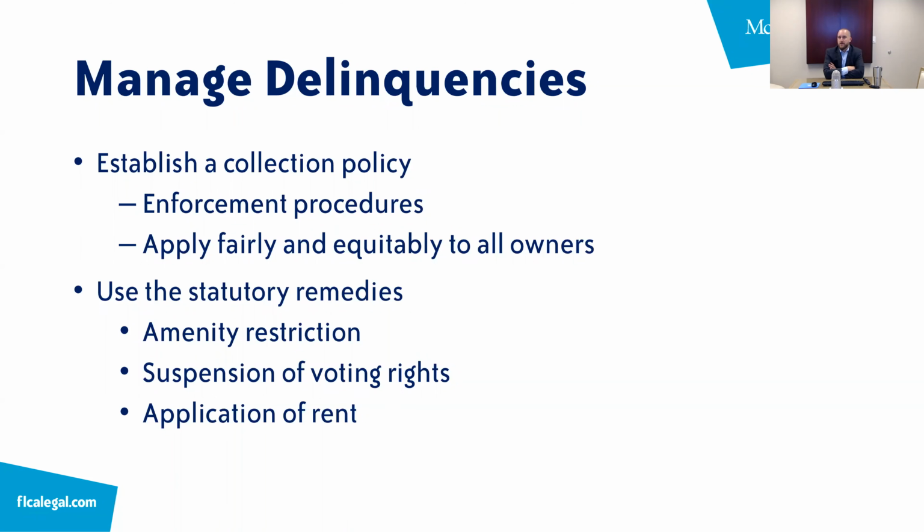Same thing with suspension of voting rights. You can do that. That also has to be done at a noticed board meeting and send them notice for it. You can also apply rent. If they're delinquent in rent, you can send a notice out to the tenant, require the tenant to pay rent directly to the association to offset the delinquency. Now, all of this is being provided as kind of a broad overview. You do need to talk with your manager and your attorney as to what the specific requirements are, but this is a broad discussion as to what some of the powers and authorities that you have as an association.